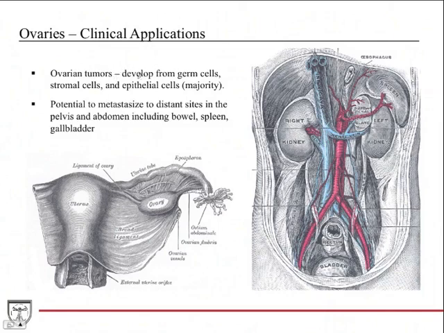But bottom line is these can develop from germ cells, they can develop from stromal cells, or they can develop from epithelial cells, and this is the majority. The big anatomical concept here is that they have the potential to metastasize to distant sites within the pelvis and the abdomen, including the bowel and the spleen and the gallbladder. So you can have ovarian cancer here, and it can end up spreading up here to the gallbladder. It can end up spreading up here to the spleen.